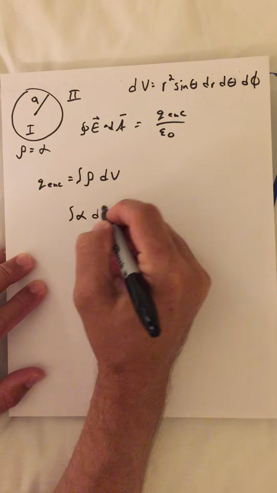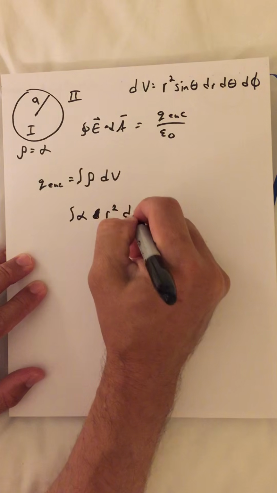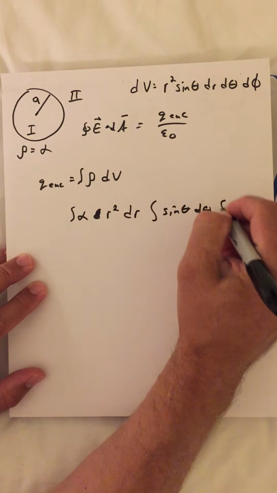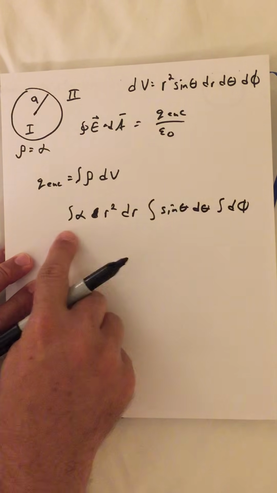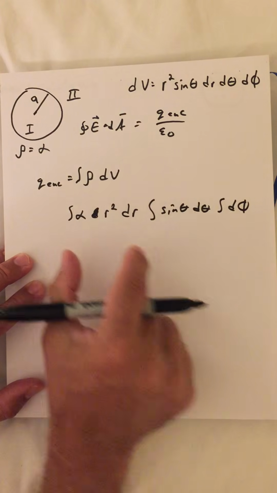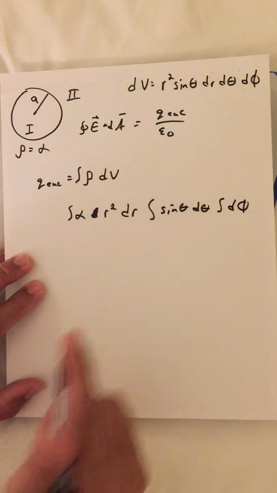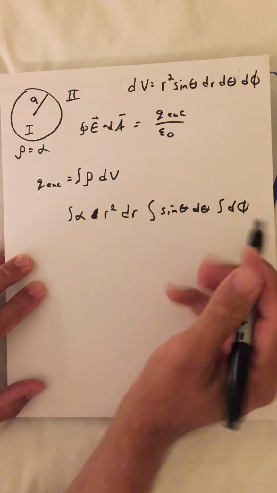This will be r squared dr, integral sine theta d theta, integral d phi. I just rewrote this, basically. I rewrote my integral where it's obvious what I'm integrating over which variable. Alpha, of course, is a constant. I should have pulled that out, but we'll get there in a second.